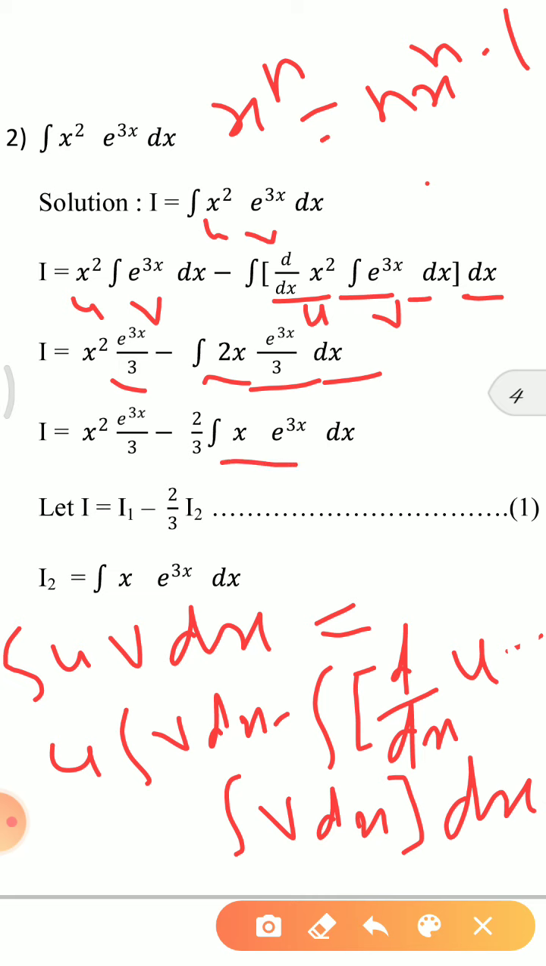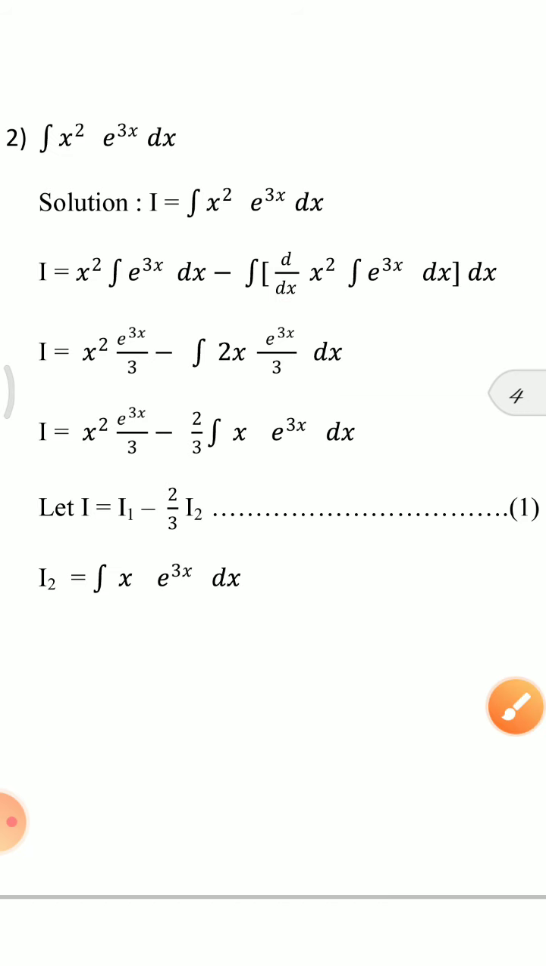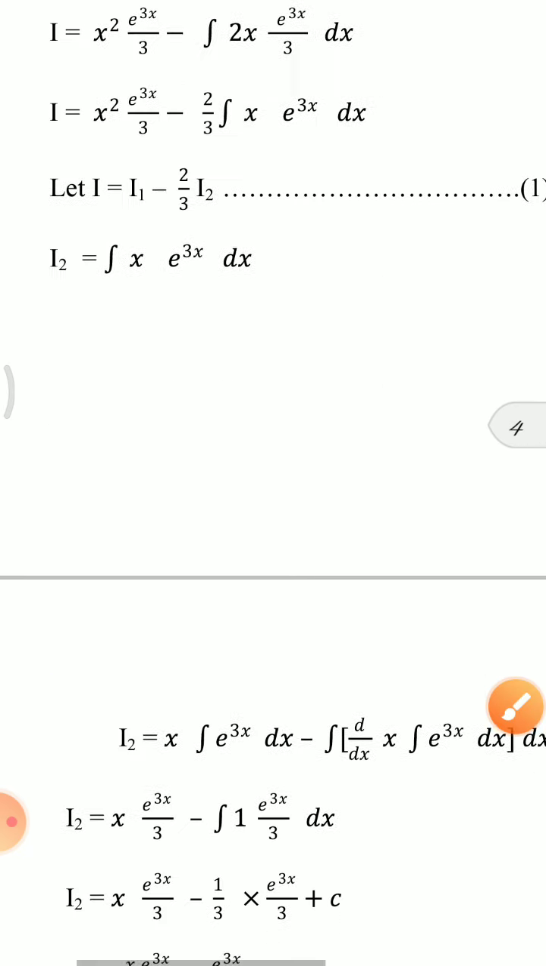Then we assume this integral x into e raised to 3x is I2, and the remaining part x square e raised to 3x upon 3 is equal to I1 here. That means let I is equal to I1 minus 2 by 3 I2, and we assume this is equation number 1 here. After that we have to take the I2 value. The I2 is equal to integration of x into e raised to 3x dx here. Let us see how we have to solve the next part, this I2.